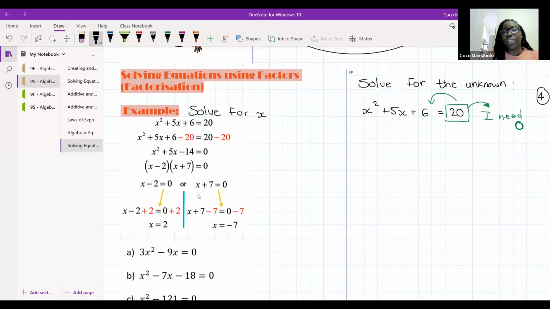All right, so I'm going to get x squared plus 5x plus 6, and the positive 20 will come over and become minus 20 is equal to 0. Then I'm going to clean this up. I need you guys to add like terms over here. What is positive 6 minus 20? Positive 6 minus 20 would give me how much? Tell me in the chat, guys.